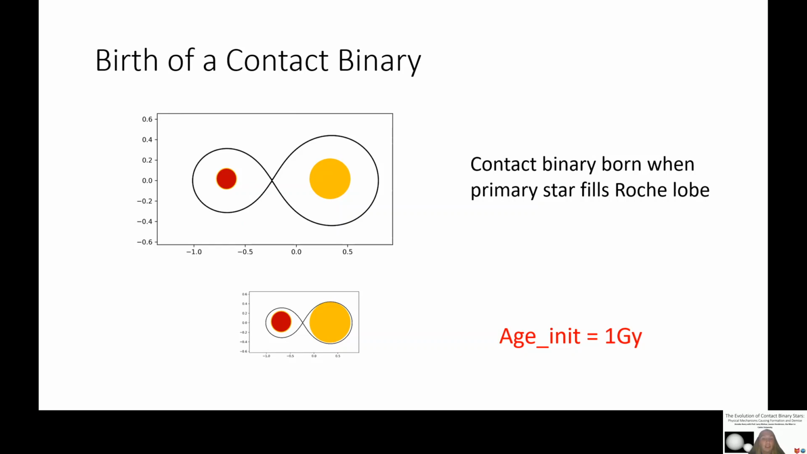We saw that third body interactions and magnetic braking make the orbit keep getting smaller. This stops when the primary star fills the Roche lobe. The shape of the Roche lobe is fixed by the mass ratio of the binary, but the size of it depends on the orbit size.